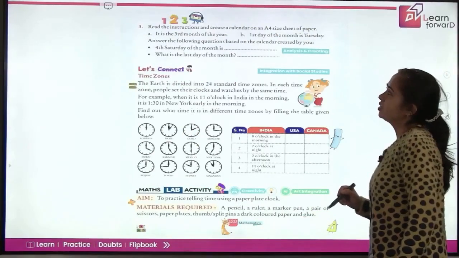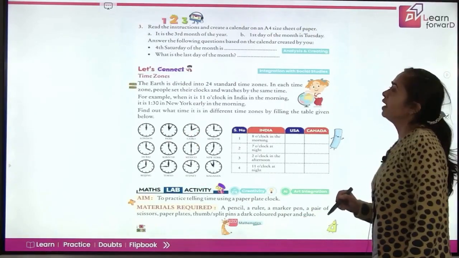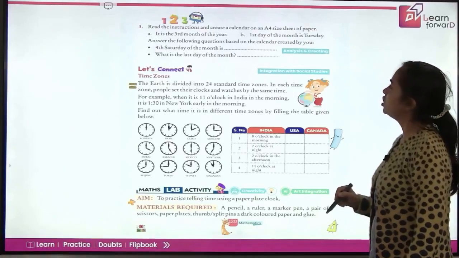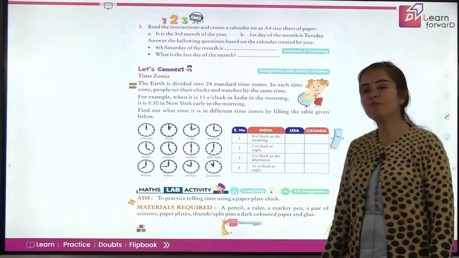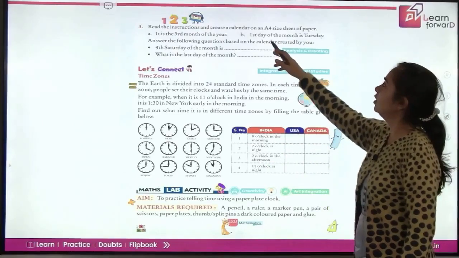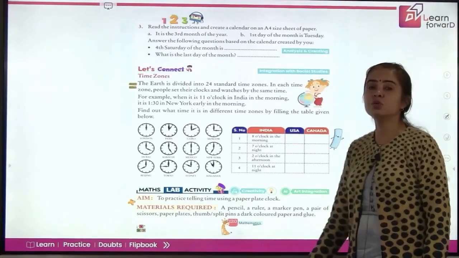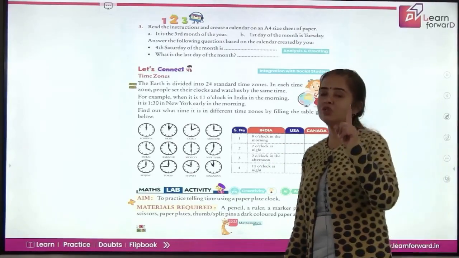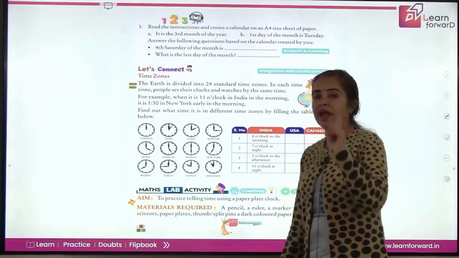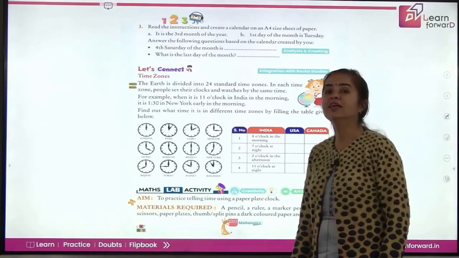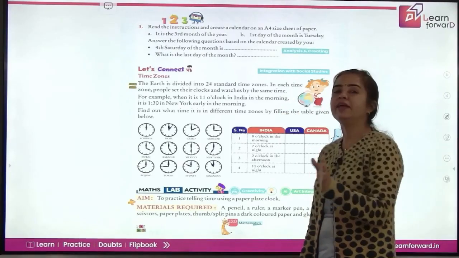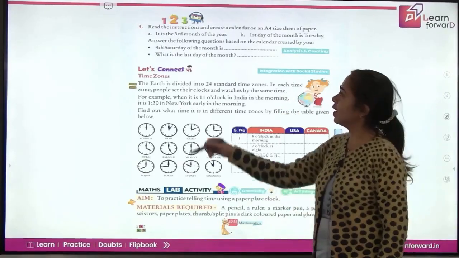Read the instructions and create a calendar on an A4 size sheet of paper. It is the 3rd month of the year. What is it? March. So, you have to make the calendar. First day of the month is Tuesday. So, 1 March you will show on Tuesday and then start moving ahead. How many days are there in March? 31. So, you'll keep writing the dates till 31.